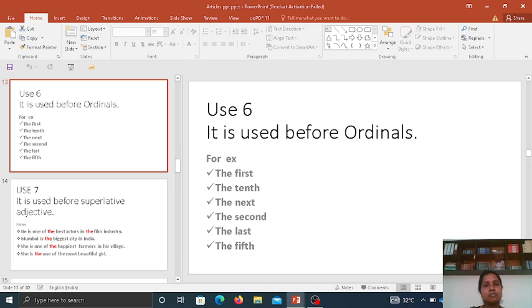The next use of "the" is that it is used before ordinals. So what are ordinals? Do you know? The first, 10th, 7th, these are all ordinals. So we should use "the" before those ordinals. I have given some examples here: the first, the 10th, the next, the second, the last, the fifth. You can also make sentences like, I am the first boy who completed my homework today. In this way you have to make the sentence.